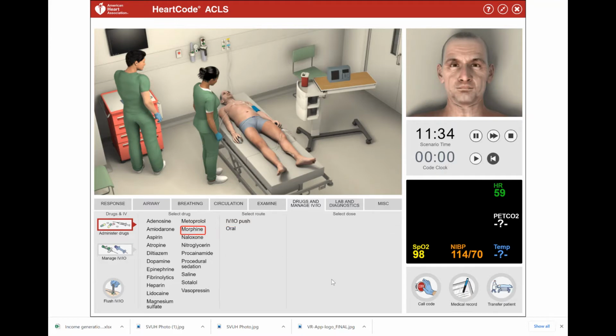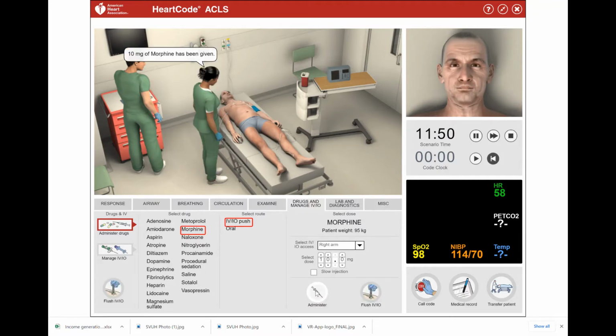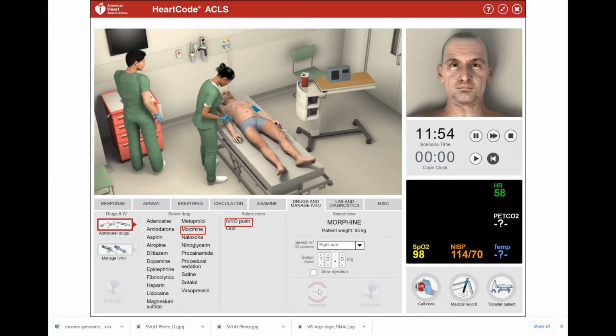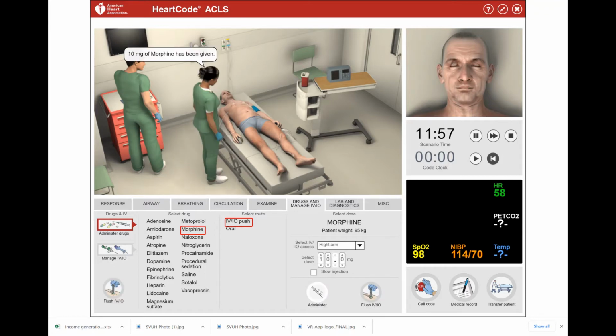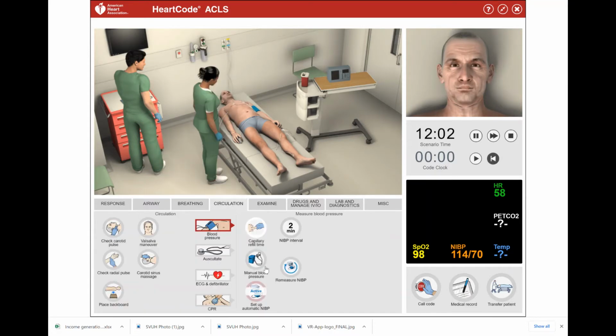So some morphine might be appropriate. He's having a bit of pain. So what about if we give him 10 milligrams of morphine and see what that does? Now that should drop his blood pressure, and it should drop his respiratory rate. 10 milligrams of morphine has been given. Twice. 10 milligrams of morphine has been given. Flushing. And then we can check his blood pressure again.